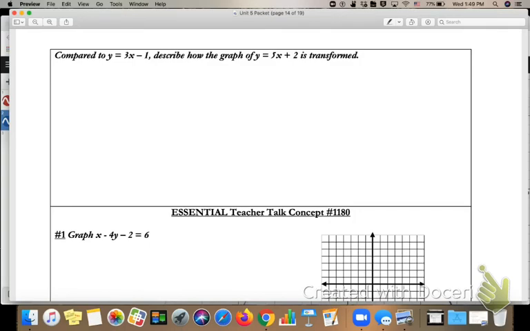Okay, let's look at the final discussion question. Compared to y equals 3x minus 1, describe how the graph of y equals 5x plus 2 has been transformed. So what I want you to compare first is the slopes. So I have a 3x and a 5x. It started at 3x and it transformed to 5x. So as I'm looking at that, the slope changed from 3 to 5. It increased. So because it increased, the slope became steeper.